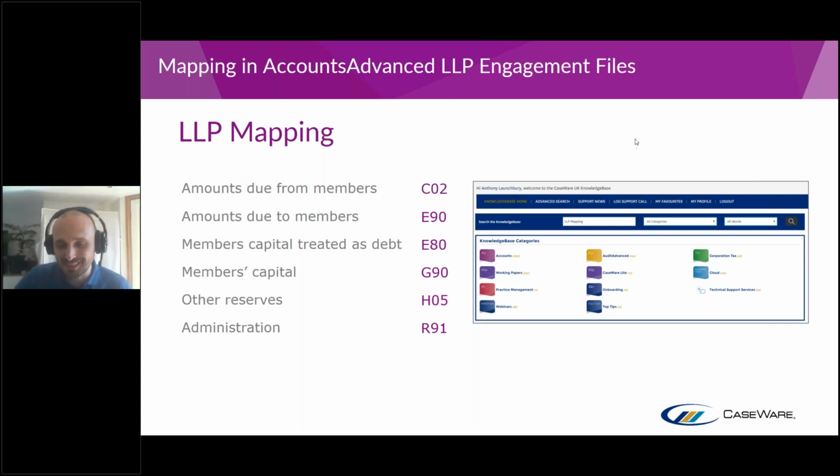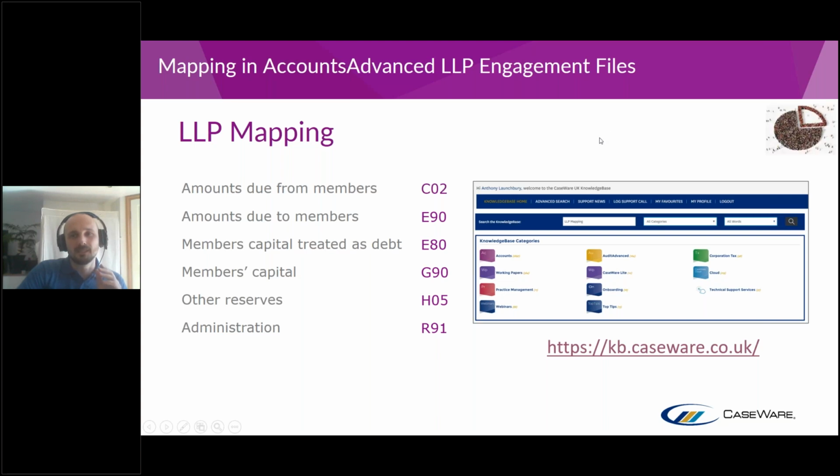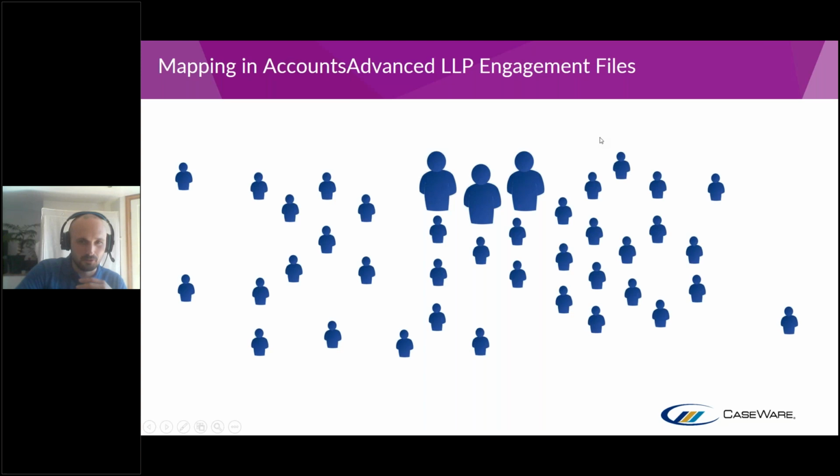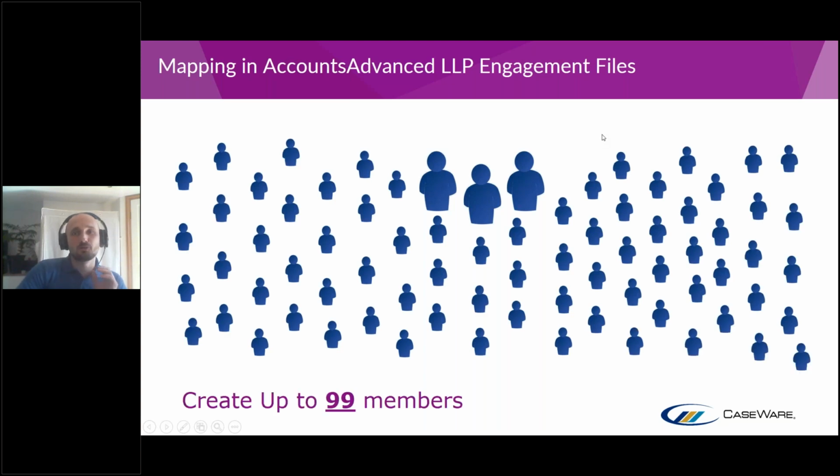Brilliant. Thanks for that, Tom. And thanks again, guys, for taking part in the poll and providing us information. Okay, so the LLP mapping for you guys then, what you'd see there from that article is that we get the opportunity to create members. Well, we start off with 3 members and we can go through and we can create additional members. We can create up to 99.